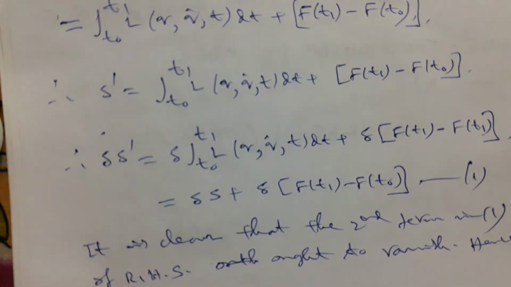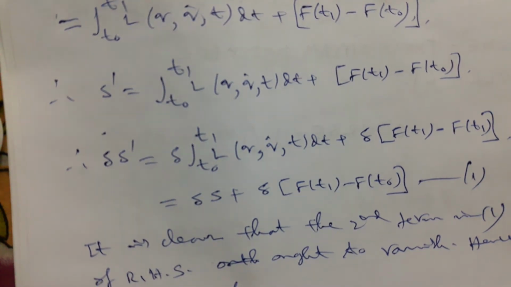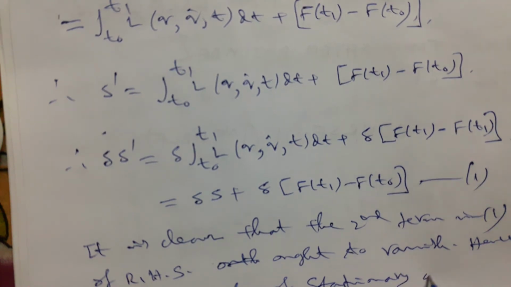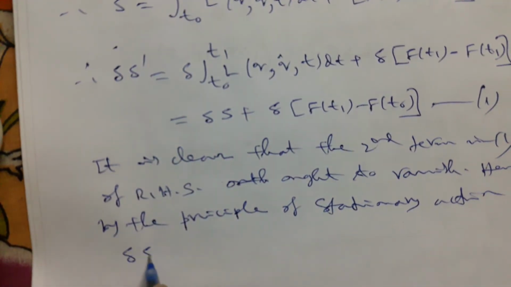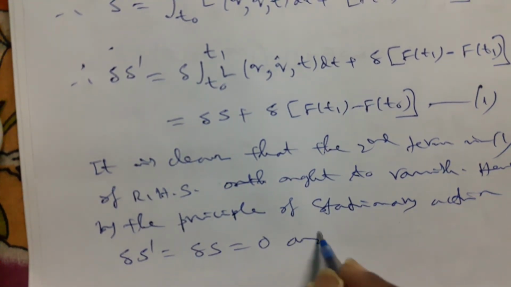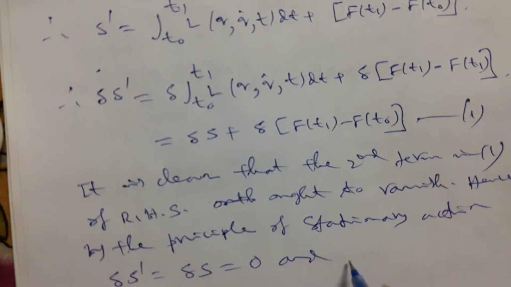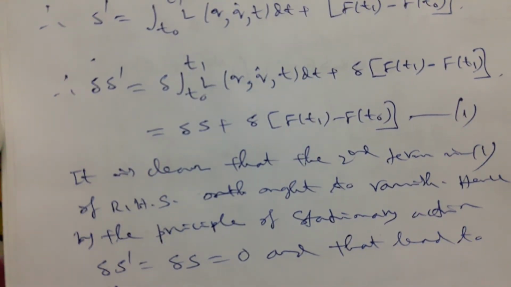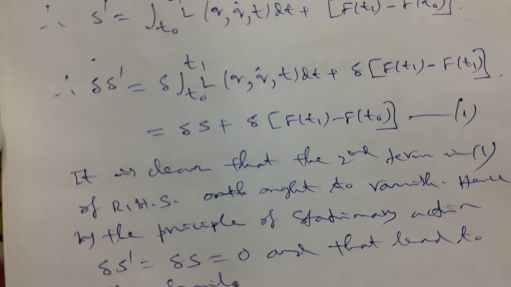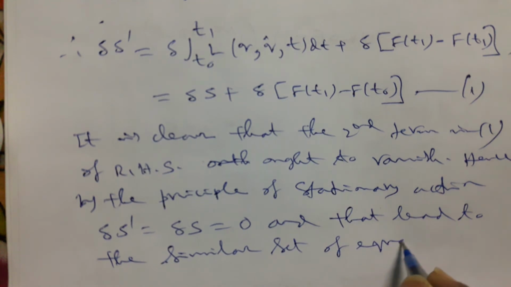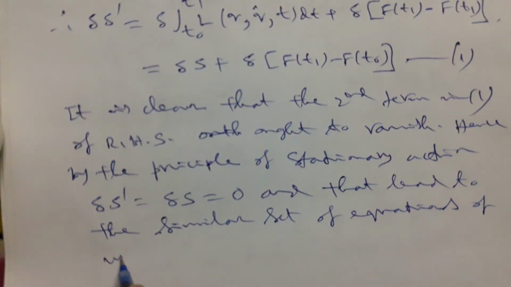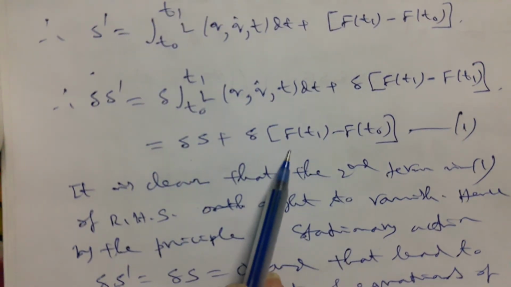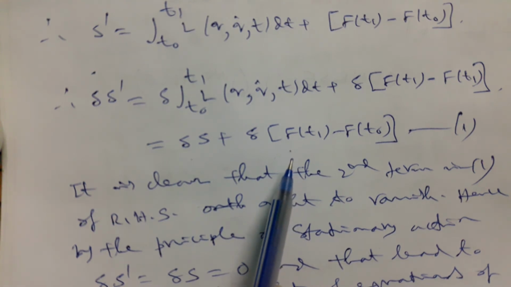Hence, by the principle of stationary action, del S dash, that will be del S, equals 0, and that leads to a similar set of equations of motion. It's clear that we make a similar set of equations since both are zeros. So here we find a similar set of equations of motion.